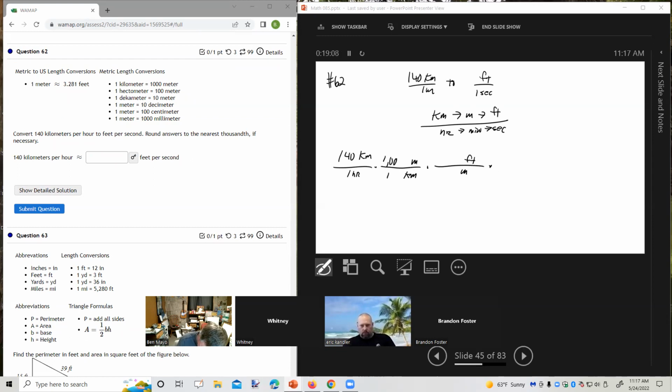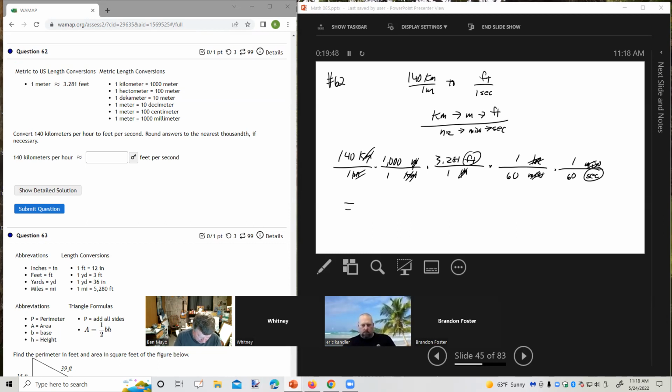1 kilometer is 1,000 meters. 1 meter is approximately 3.281 feet. So that gets rid of kilometers and meters, and now we've got feet. And then I'm going to change hours into minutes and minutes into seconds. 1 hour, 60 minutes, 1 minute, 60 seconds. Hours go, minutes go, and I've got feet per second. All right.